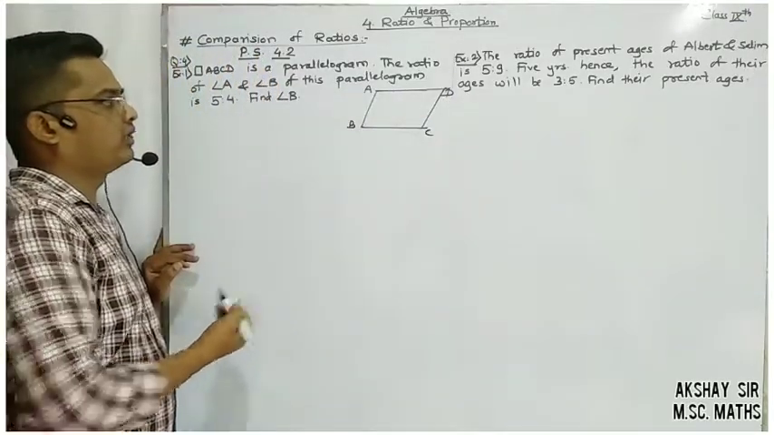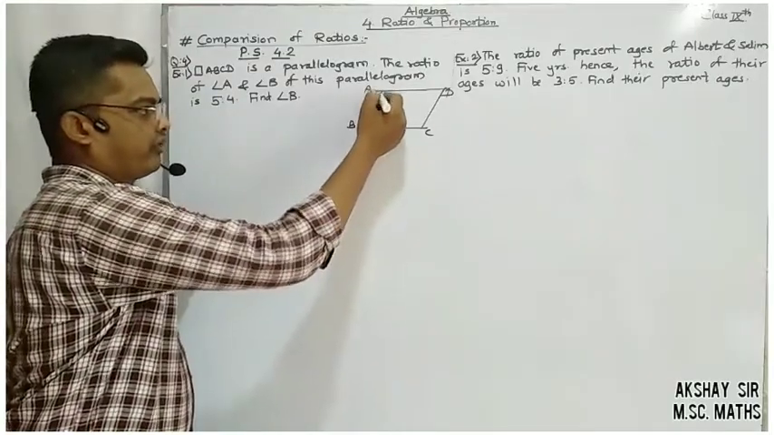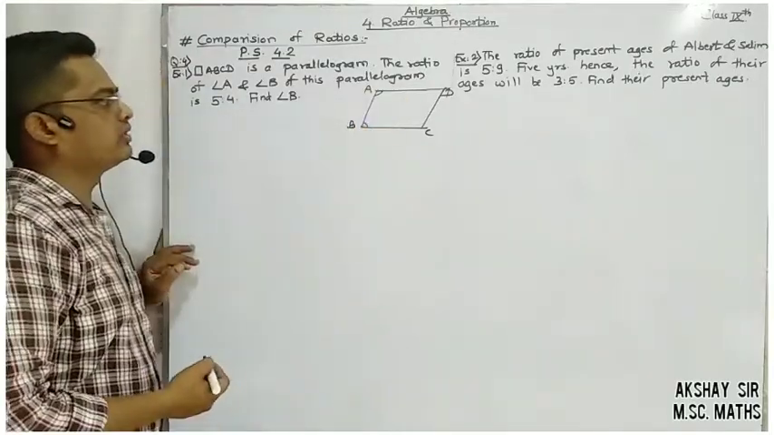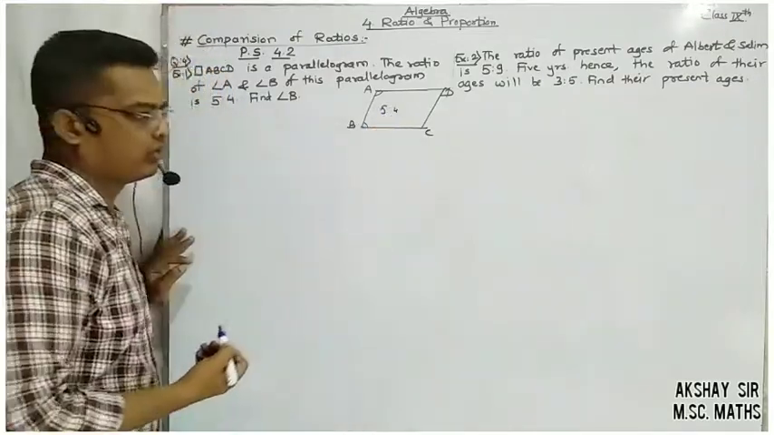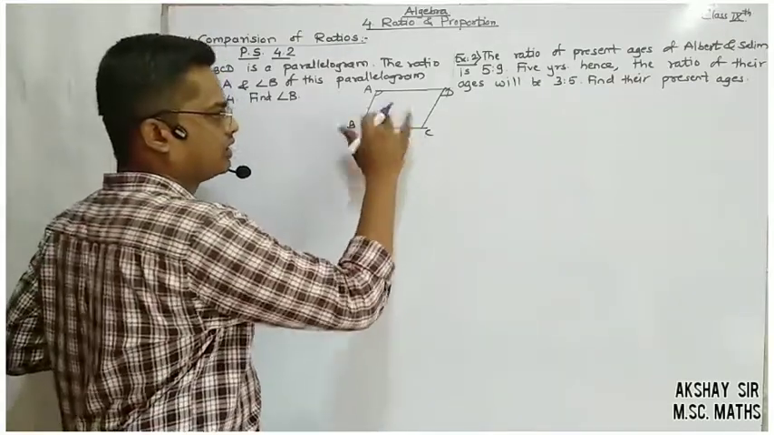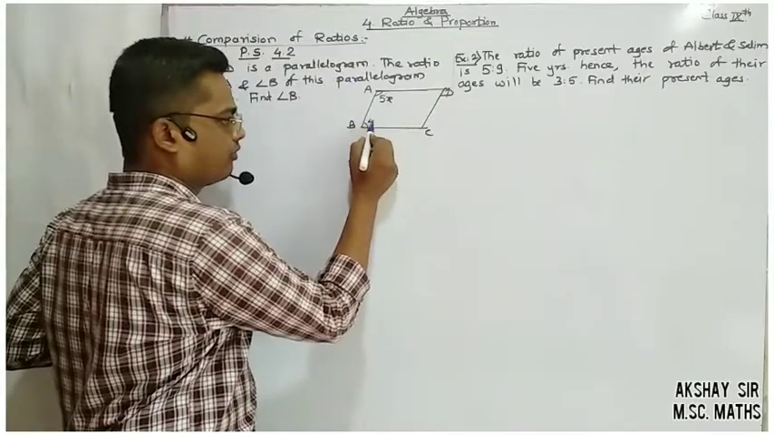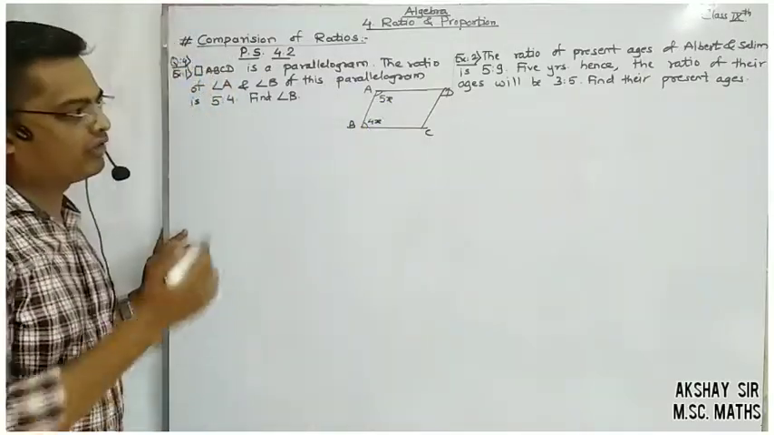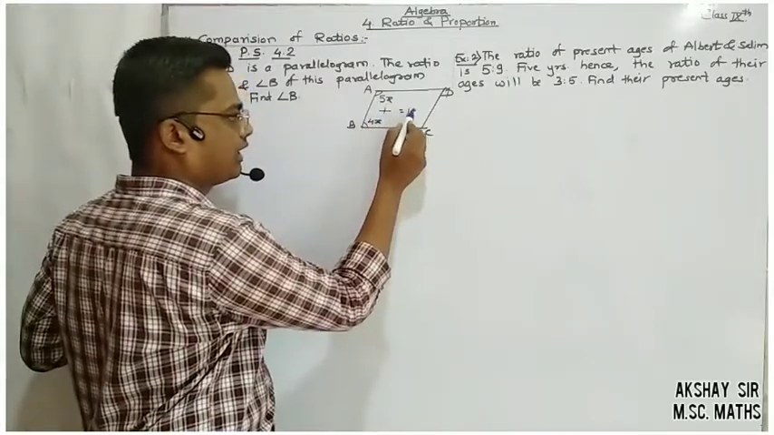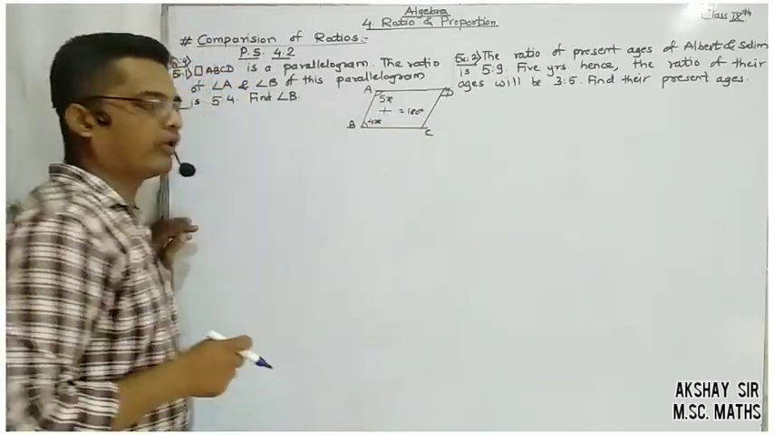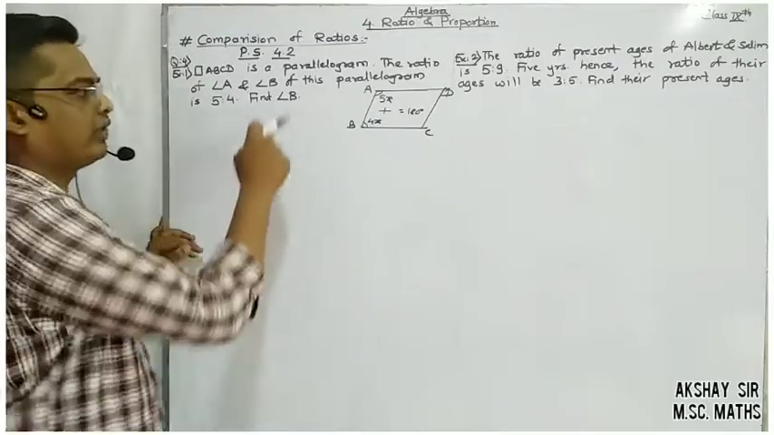We have been given the ratio of angle A and angle B, it is 5:4. So if we consider any common multiple x, this will be 5x and 4x. And we know the relation between adjacent angles of a parallelogram: the sum of these two is 180 degrees. We will use this property to find the value of x and then get the value of angle B.